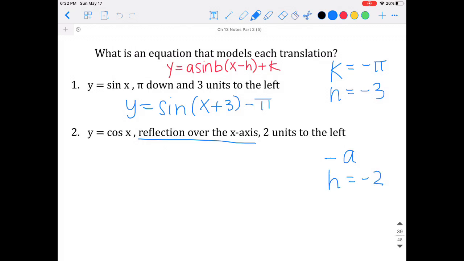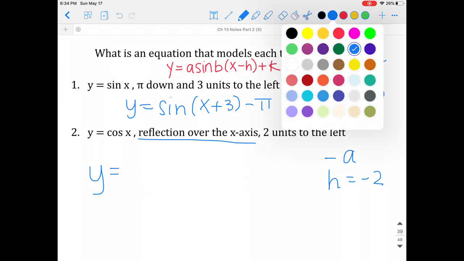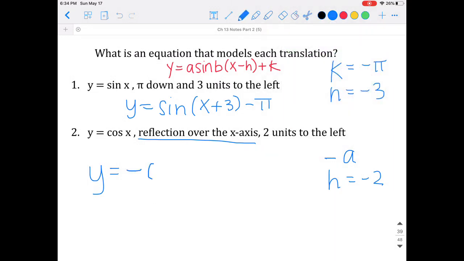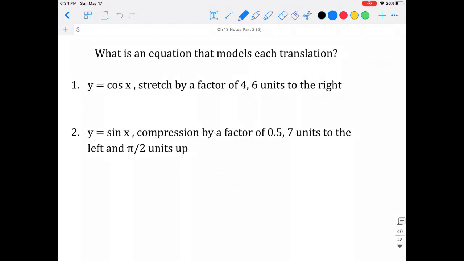So when we plug into the equation, we have y equals negative cosine of x plus 2. Two more examples for writing equations. If you want to take a second to try these on your own, pause the video now.